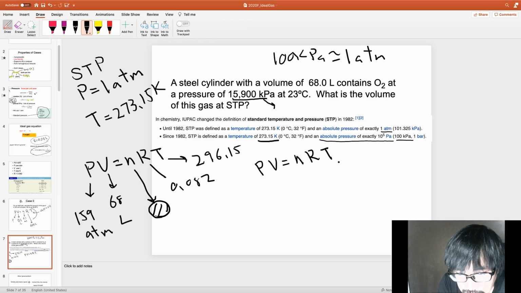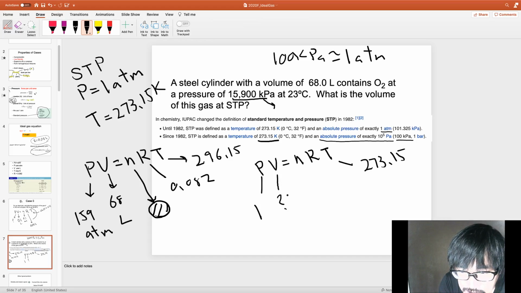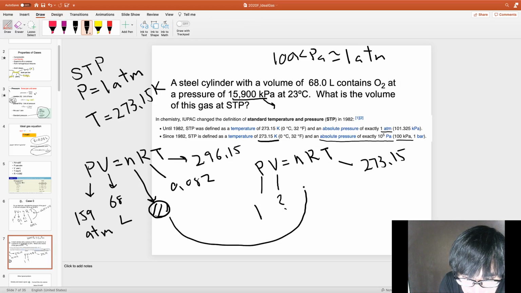For this particular time, it's 273.15. Pressure is 1. Volume, we don't know what it is. That's the stuff that we are going to solve. And then that N right here is going to go in right here, and then R right here is 0.082.